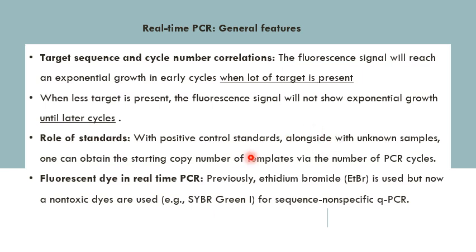The fluorescence signal will reach the exponential growth in early cycles when a lot of target is present. It means that when you have your curve and the CT is low, sorry, it means that you have lots of target present. You don't need lots of cycles to detect your target because it's present in a high amount.